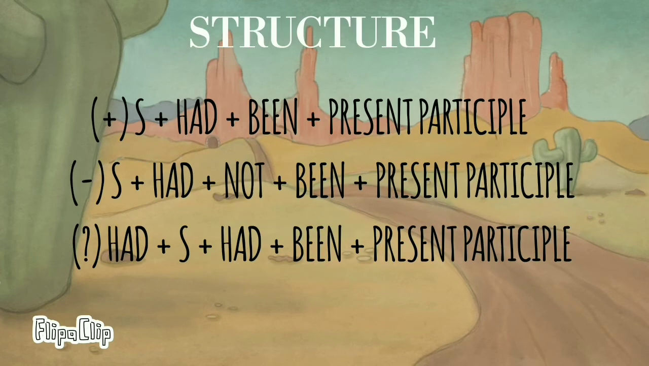The structures of the past perfect continuous tense. For a statement, the formula is subject plus had plus been plus present participle. For a negative, the formula is subject plus had plus not plus been plus present participle. For a question, the formula is had plus subject plus been plus present participle. Present participle is the same as verb plus ing.